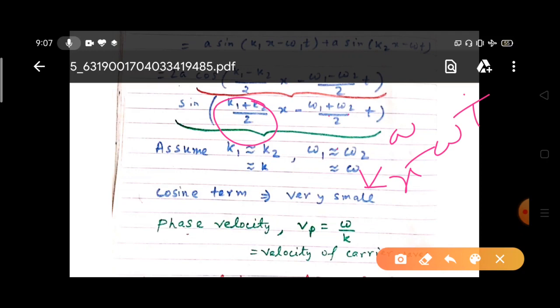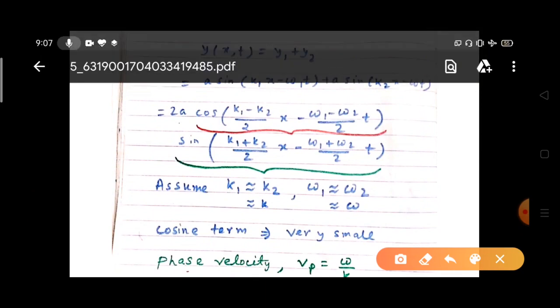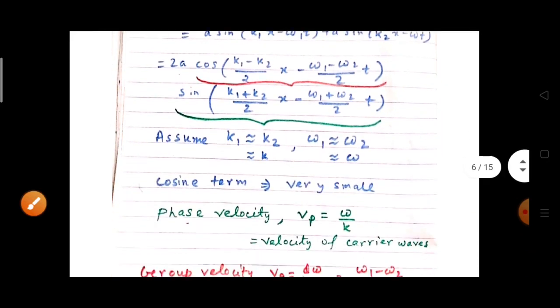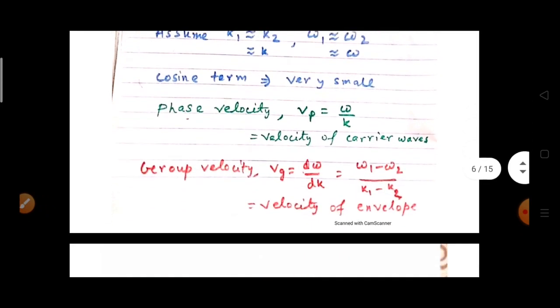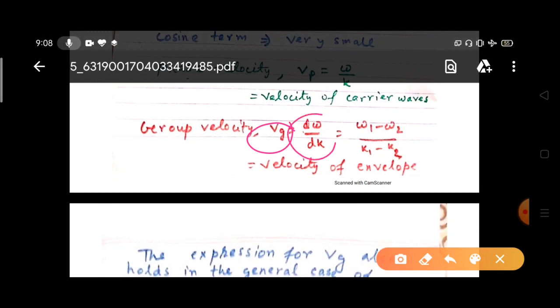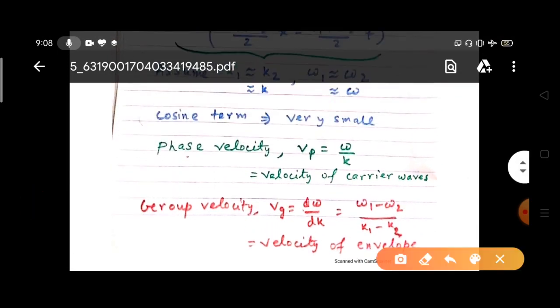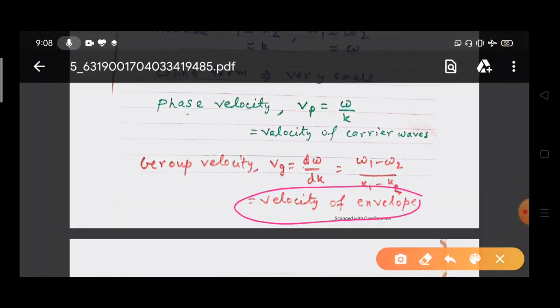So the wave is propagating along the x direction with a velocity, the individual waves with a velocity v, that is omega by k. And this is the group velocity, because these two terms are the differences between the two k and the two omegas. The ratio of the difference of the two omegas and the two k is the group velocity, d omega by dk, or you can write it as (omega 1 minus omega 2) divided by (k1 minus k2). So this is the phase velocity, which denotes the velocity of the carrier waves, and this is the group velocity, which denotes the velocity of the envelope.